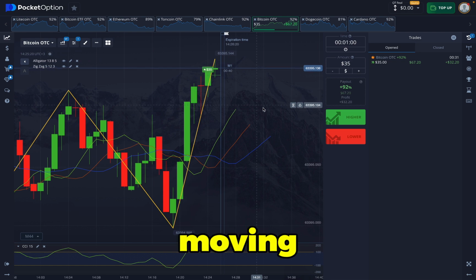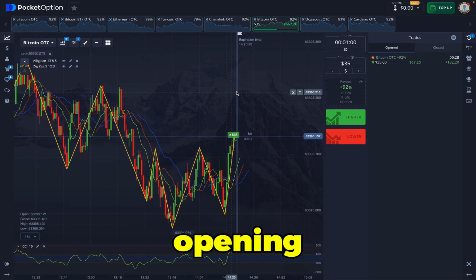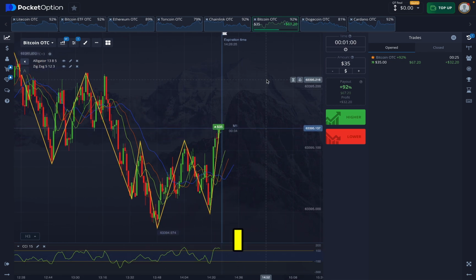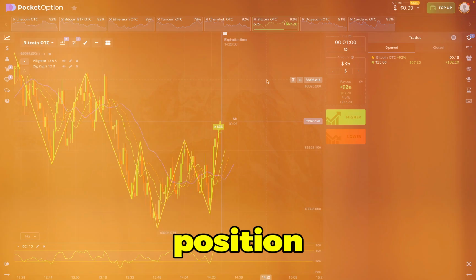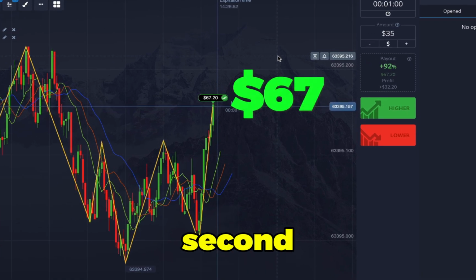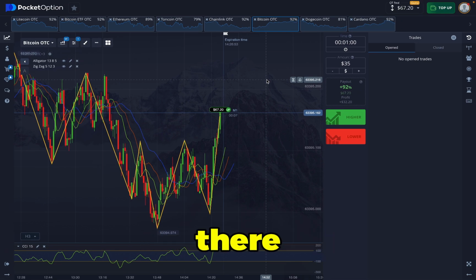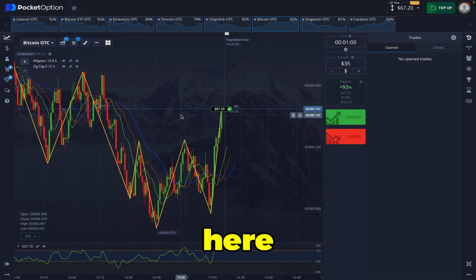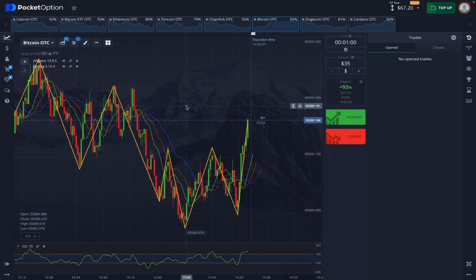Now, since the moving lines have crossed, I have not seen an opening to increase the pullback, and I think I guessed the entry point. Let's look at the result of the second open position. And as you can see, the second deal worked out successfully. There was a rather difficult entry here, yes, but in general, I did it.